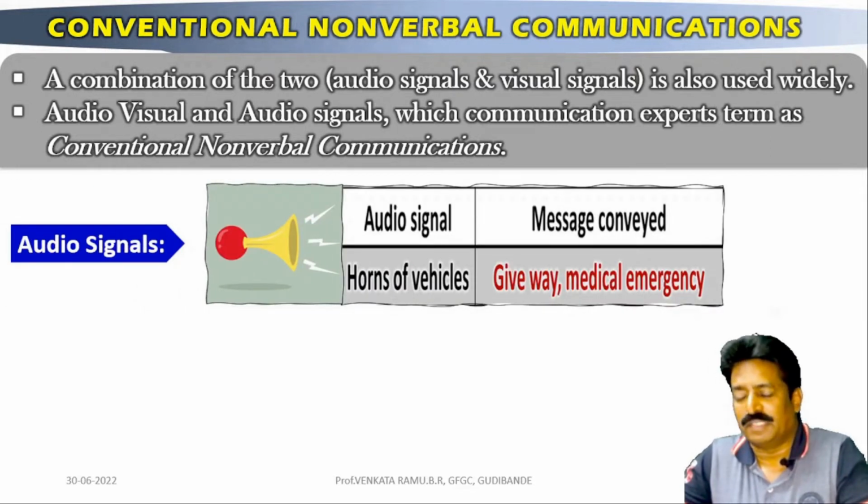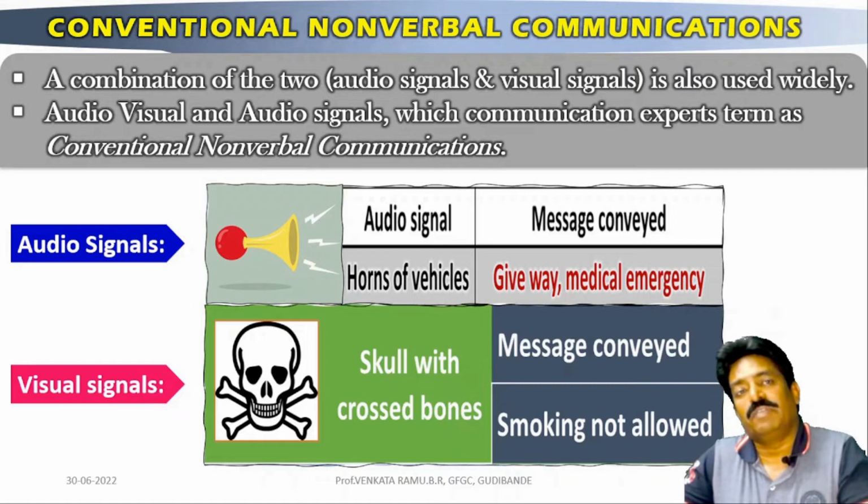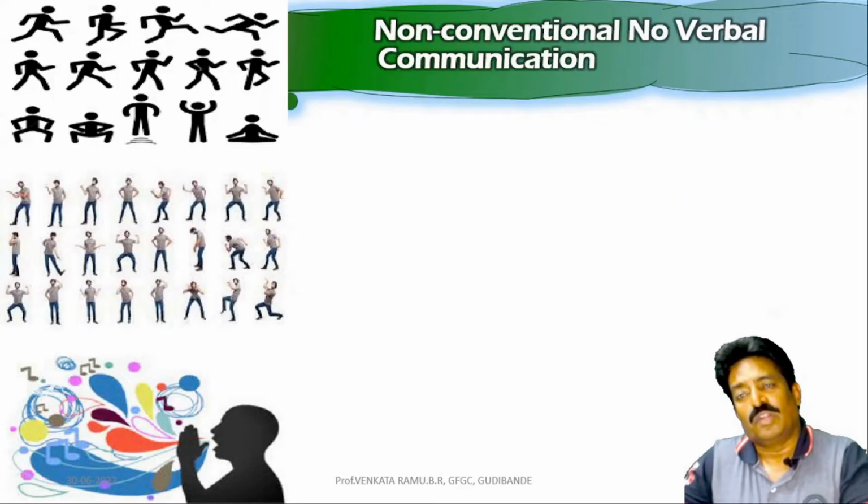Here we have audio signals. It is the horn of a vehicle. The message conveyed is give way or medical emergency. It is skull with crossed bones. The message conveyed here is smoking not allowed.